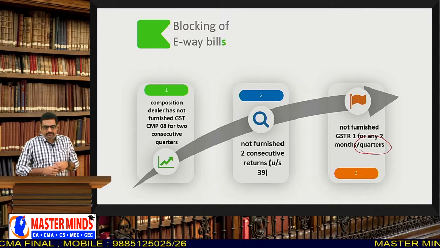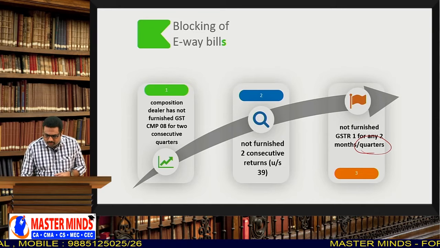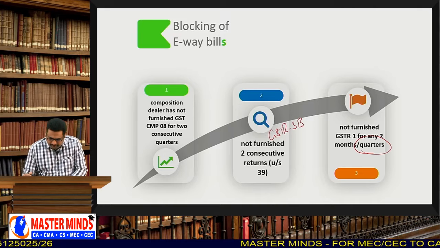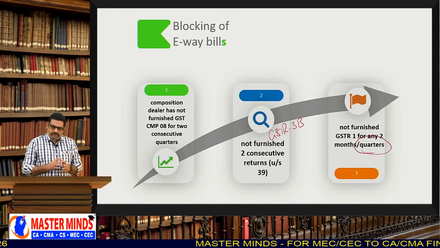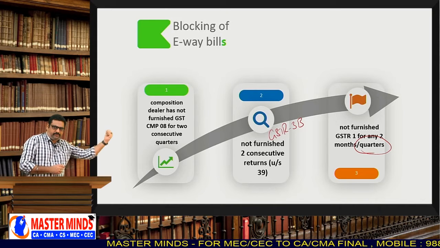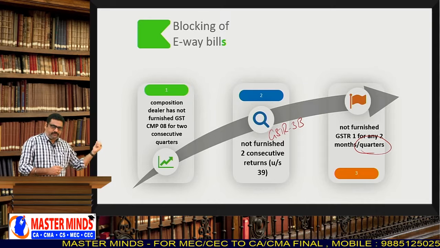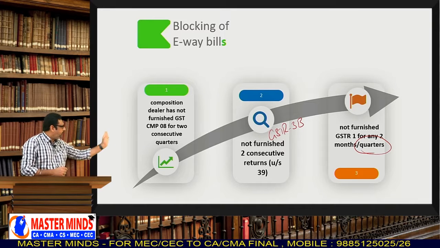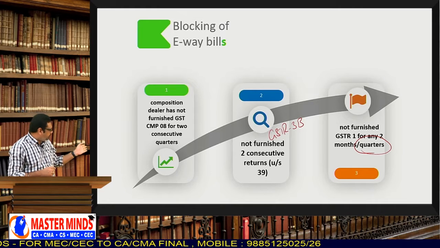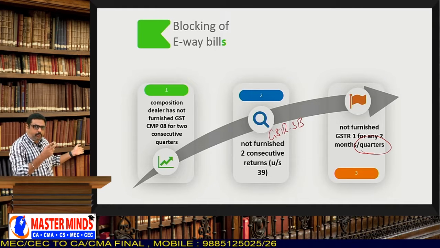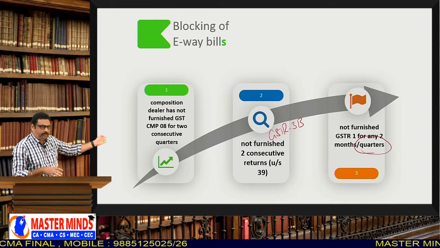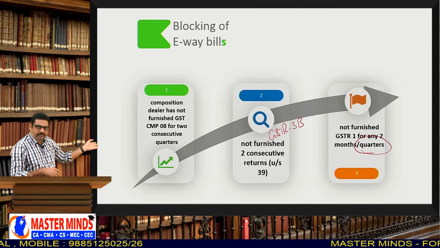And, sir, what about GSTR 3B? Not having furnished two consecutive returns under section 39, that is GSTR 3B. So there is a difference between these three. You can observe here. Can anybody tell me what the difference is in these three areas? If a composition supplier does not file CMP 08 for two continuous quarters, and here also with respect to GSTR 3B, what is happening?